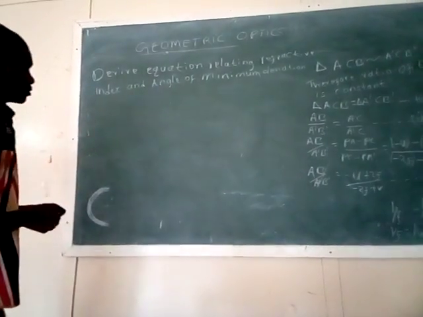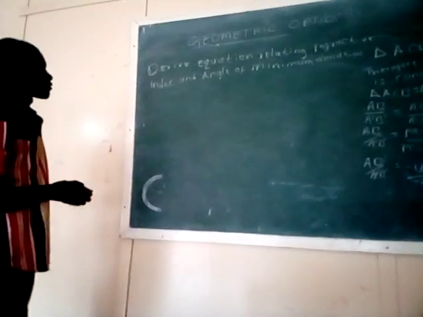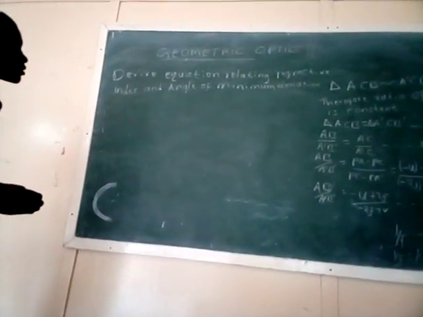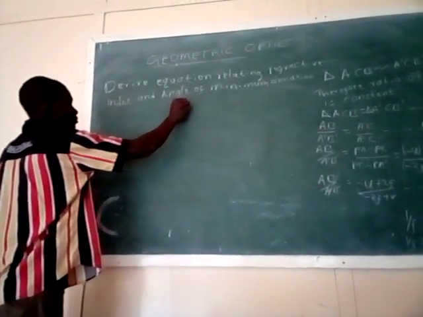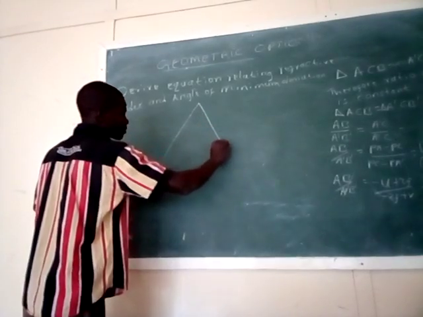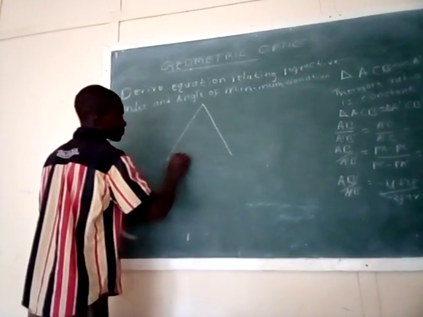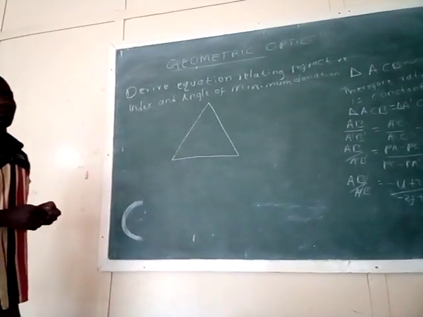Now, for this case, when we are asked to derive the equation relating refractive index and angle of minimum deviation, first of all, we have to come up with a prism. Who can define for us what a prism is?